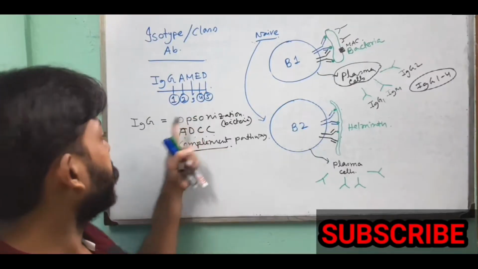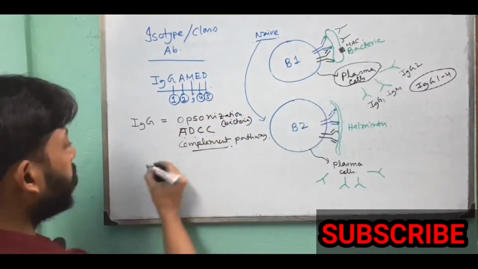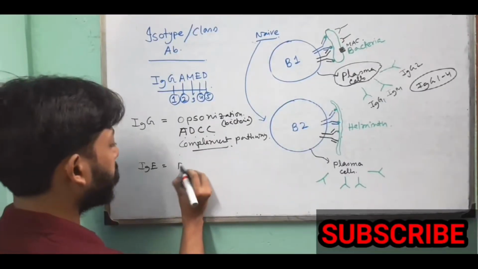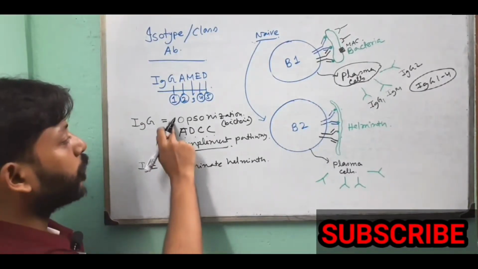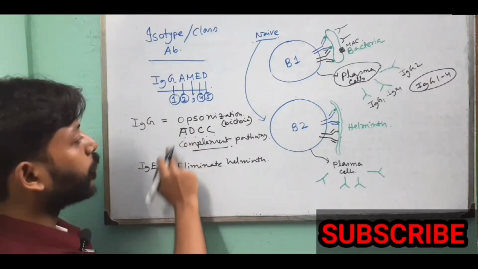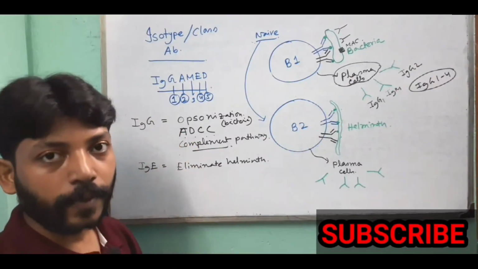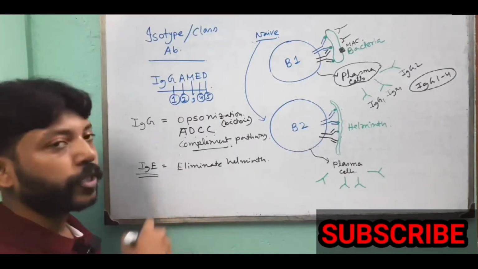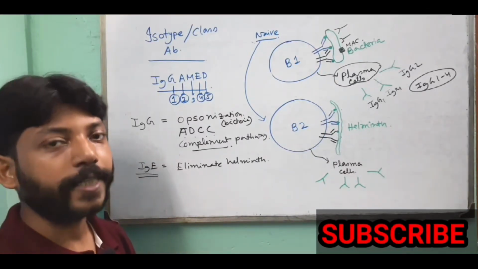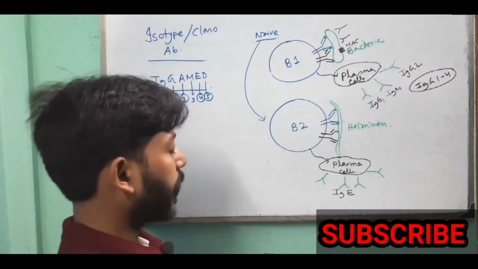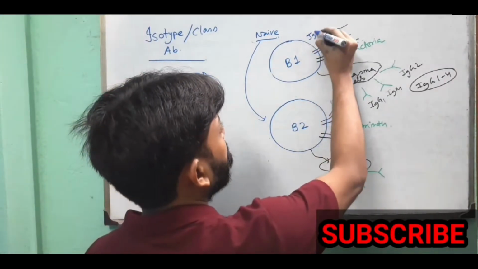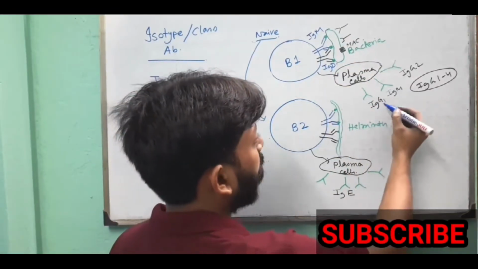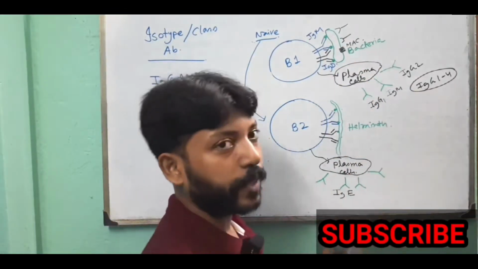This plasma cell will not secrete IgE, because the function of IgE is to eliminate helminth. IgE does not perform opsonization, ADCC, or the complement pathway. IgE antibody cannot destroy bacteria. It can only destroy helminth. At first the antibody was IgM and IgD. Now this antibody becomes IgG or another subtype of IgG.